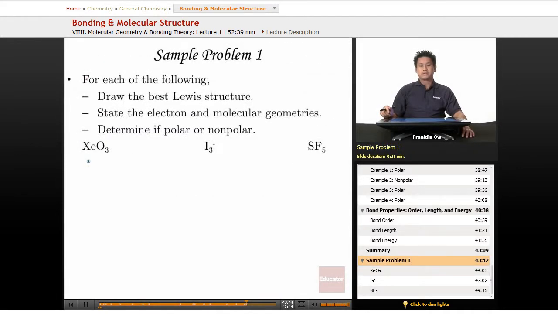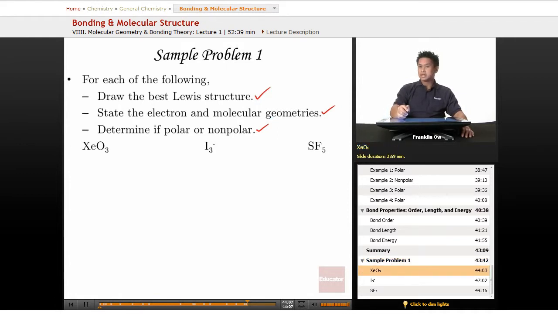Let's now go over a sample problem. And this sample problem is basically the following. Here we're given 3 molecules, and for each molecule or ion, we want to determine A, the best Lewis structure, B, we want to determine the electron and molecular geometries, and determine if it's polar or nonpolar overall. Alright then, let's go ahead and do this one.